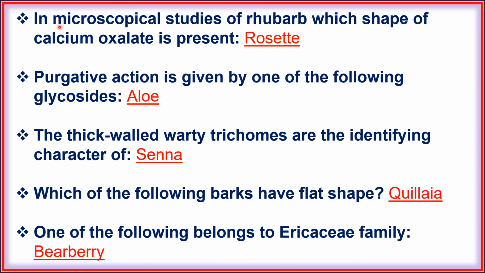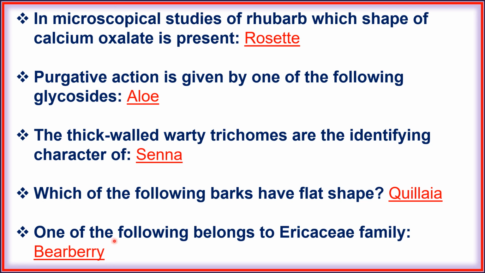Next, in microscopical studies of rhubarb, which shape of calcium oxalate is present? That is rosette. Next, purgative action is given by one of the following glycoside, that is aloe. Next, the thick-walled warty trichomes are the identifying character of senna. Next, which of the following bark has flat shape? That is Quillaia.